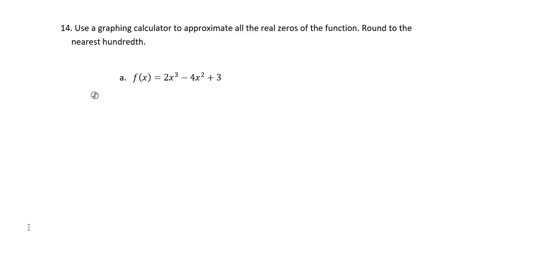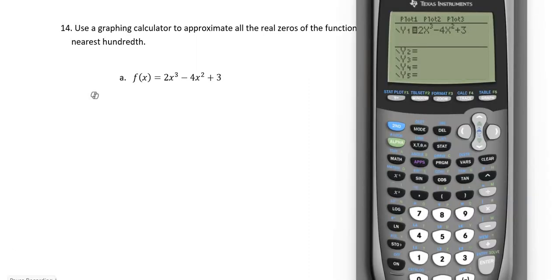The directions for the next set of problems says to use a graphing calculator to approximate all the real zeros of the function and round to the nearest hundredth. So I type my equation into my calculator. I'm going to look at my graph. And I can see I have a zero that's somewhere in between like 0 and -1. It's hard to tell. So what I'm going to do is zoom in on my window. Let's say -3 for the minimum x value and +2 here. And let's go by 0.5.